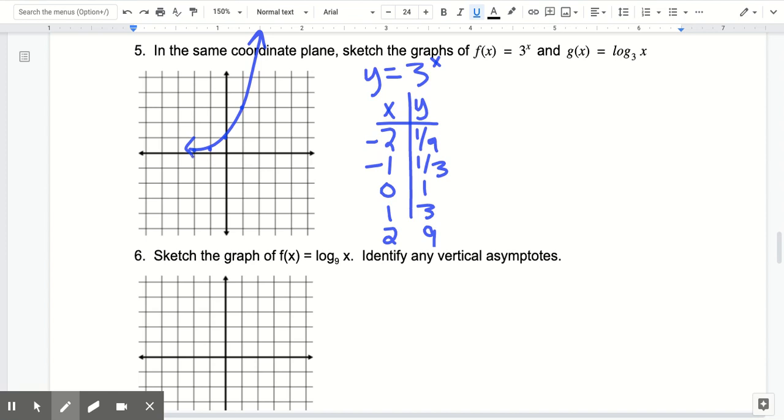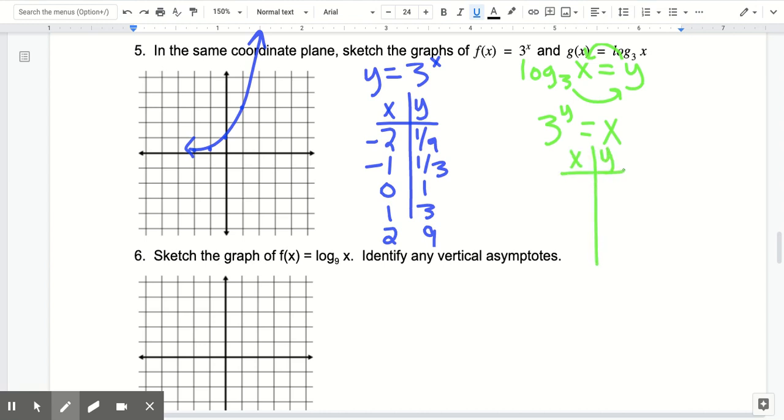So now we also want to graph this logarithmic function. Now let me switch colors here. So I'm going to rewrite this in logarithmic form. So instead of log base 3 of x equals y, like that, I'm going to write it as 3 to the y equals x. And I'm still going to set up a table of values.